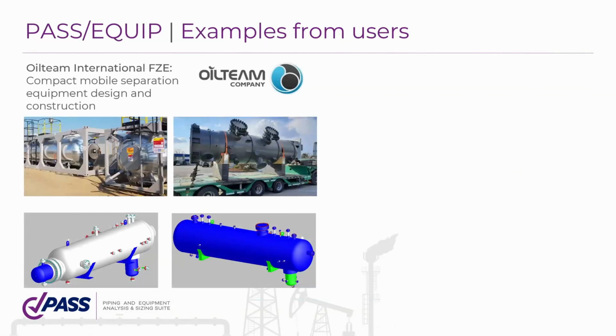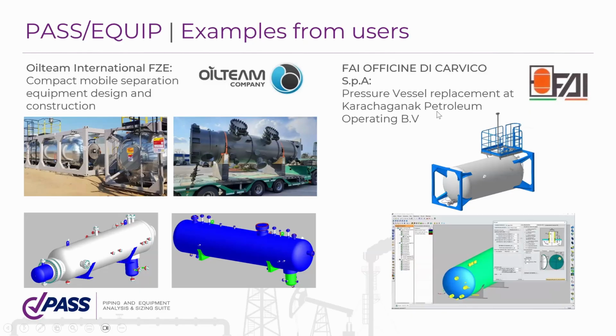Okay, two examples from users, just to demonstrate how it is used. This is Oil Team International FZE, equipment from Component Mobile Separation Unit. And here you see models in PassEquip and real equipment. And here you see another example, models in PassEquip and model in CAD system from Phi or Thyssen.